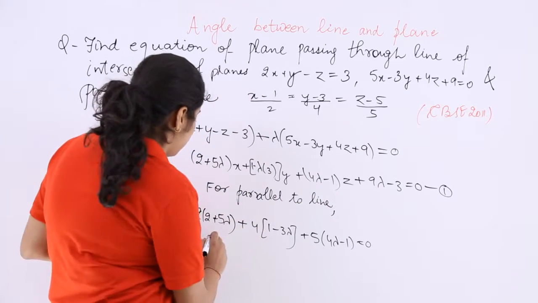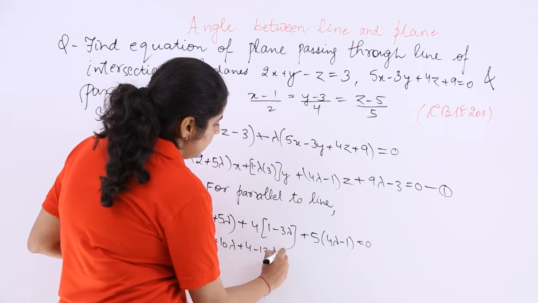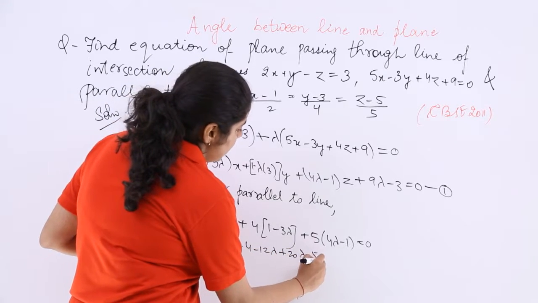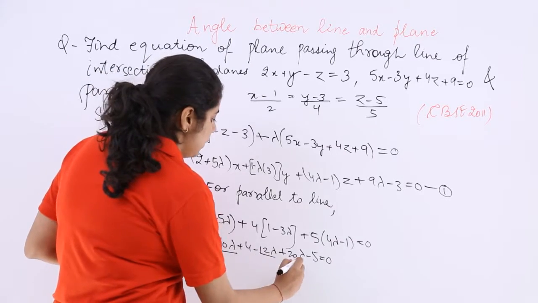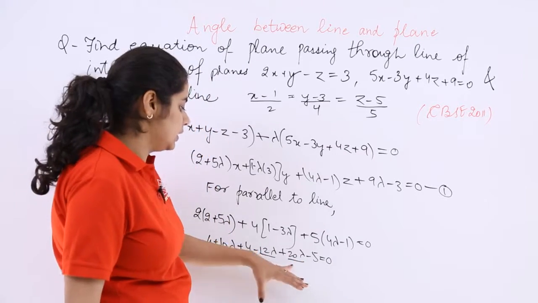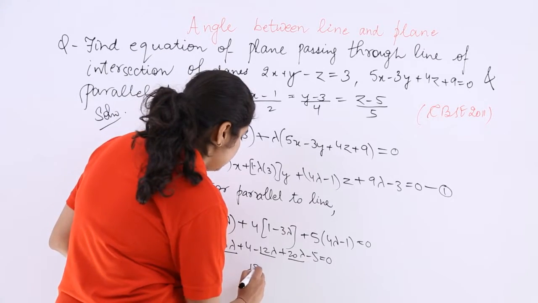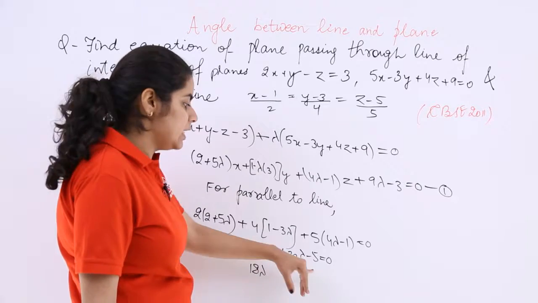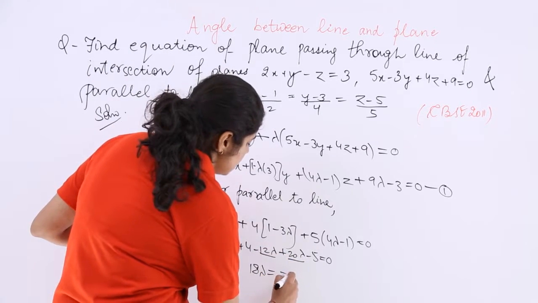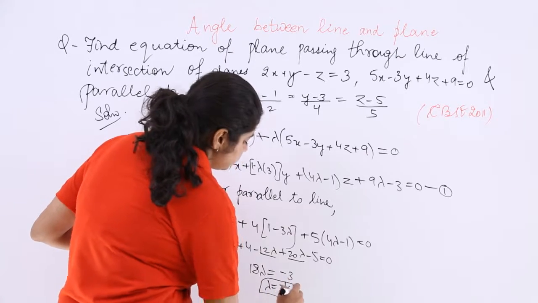So this is 4 plus 10 lambda plus 4 minus 12 lambda plus 20 lambda minus 5 is equal to 0. So 10 is here, 12 is here, 20 is here, which is 30 minus 12, which is 18 lambda. And here the constant terms are 4 plus 4 is 8 minus 5 is 3. So 18 lambda plus 3 equals 0, so lambda is equal to minus 1 over 6.